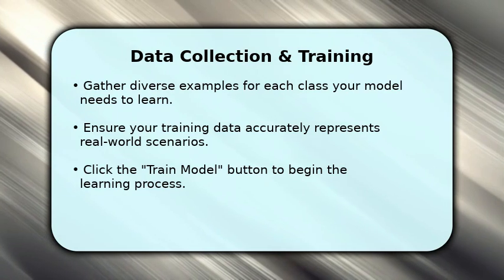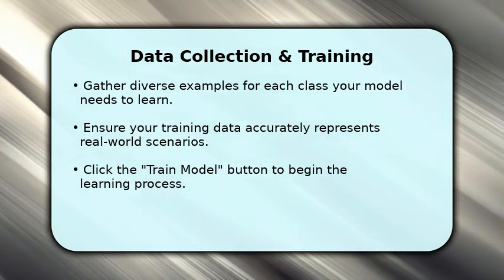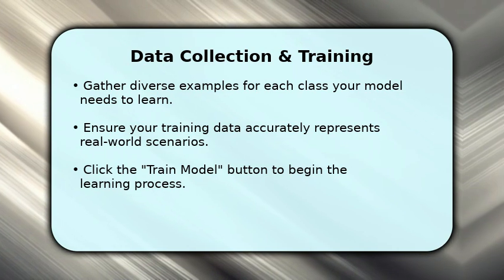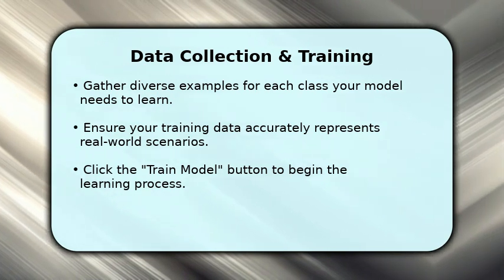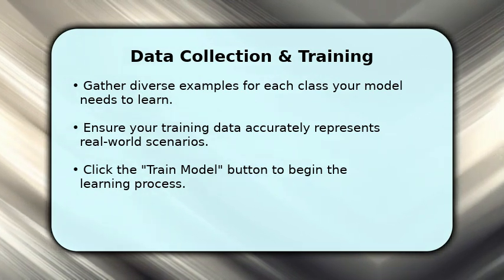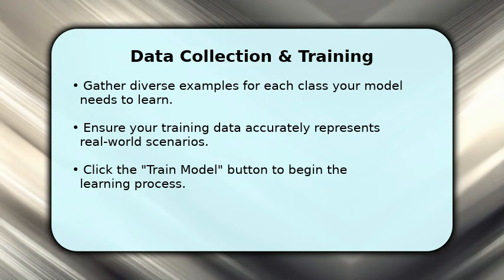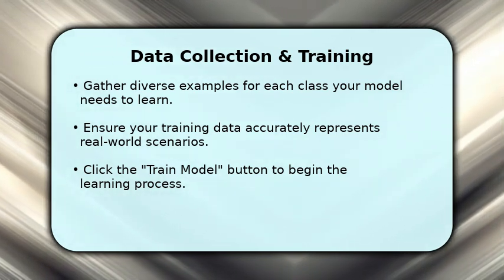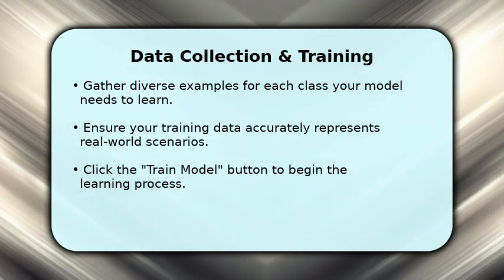Next, you'll collect your data. For each category, provide a variety of examples. For instance, if you're training an image model, upload many different pictures for each class. The more diverse and representative your data, the better your model will perform. Once your data is ready, simply click the Train Model button and let the platform do its work. This step is crucial for effective learning.